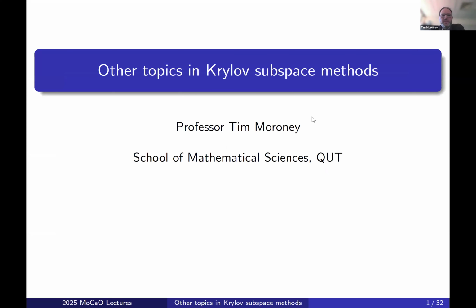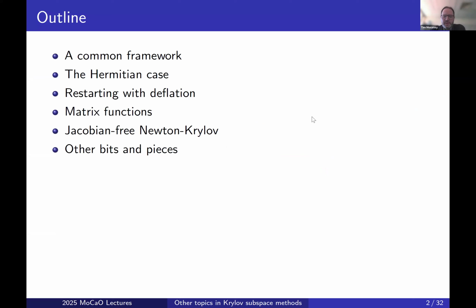Okay, so we're going to start with a common framework that unifies the ideas that we've looked at earlier in this series, and also give us some ideas for some new methods that would fit into that framework as well. I'm going to mention the Hermitian case, right? When your matrix is Hermitian or symmetric, you get a lot of simplifications in these algorithms, so that's worth talking about.